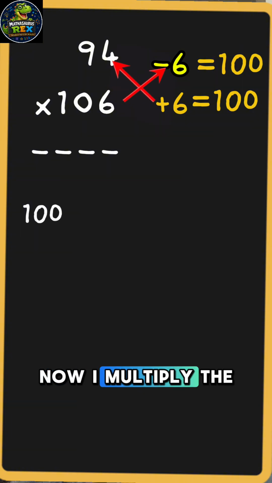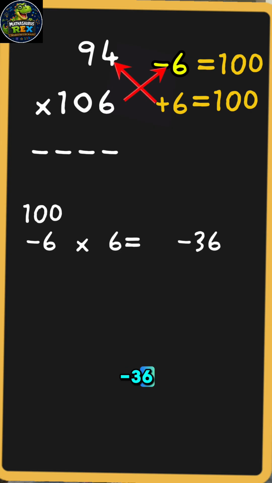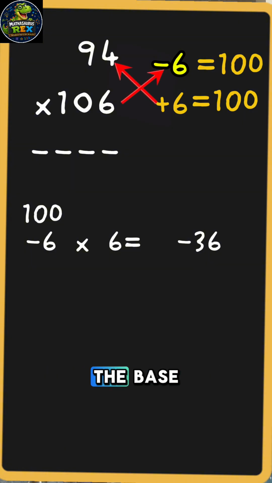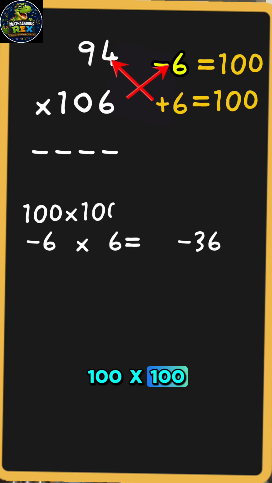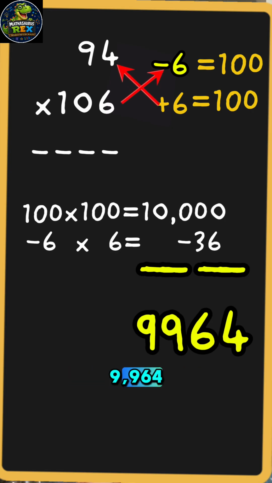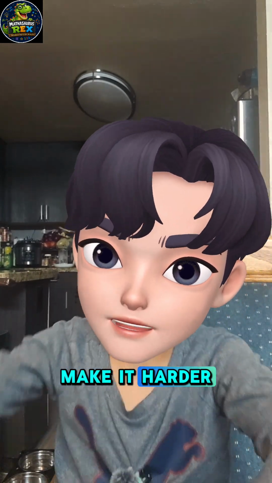Now, I multiply the little numbers. Negative 6 times positive 6 equals negative 36. Because one number is below the base and the other is above the base, I subtract. 100 times 100 equals 10,000. 10,000 minus 36 equals 9,964. So, 94 times 106 equals 9,964.